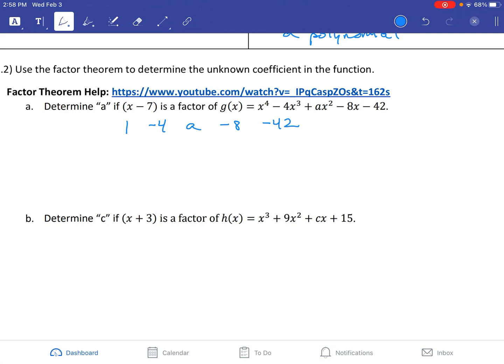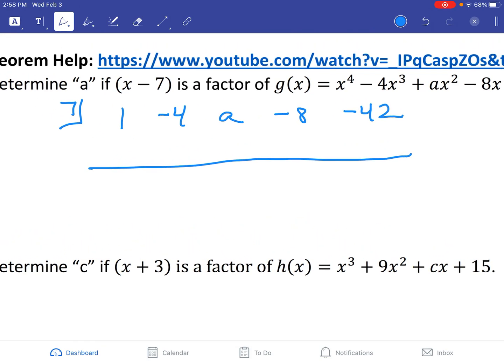If I take x minus 7 and set it equal to 0 and solve it for x, I get positive 7. And now I'm just doing synthetic division. Okay, I want to go as far as we can until we get to a point where we can't go any further, and then we're going to go to the end.